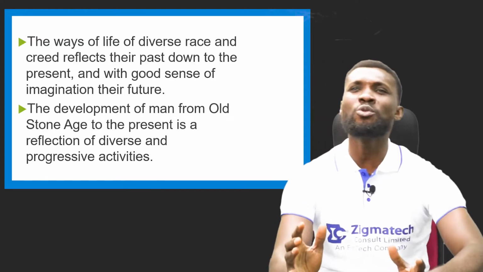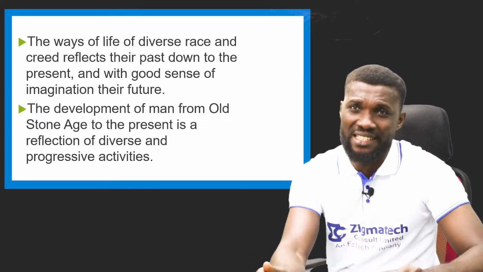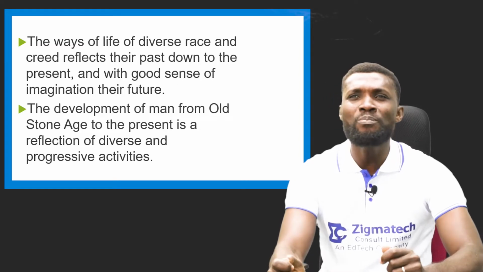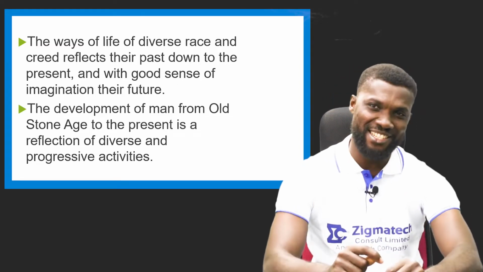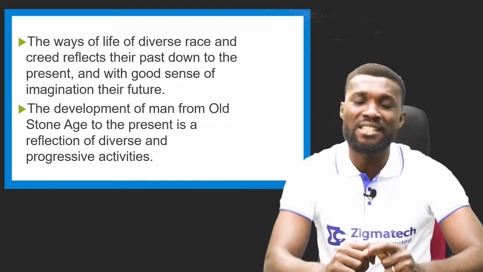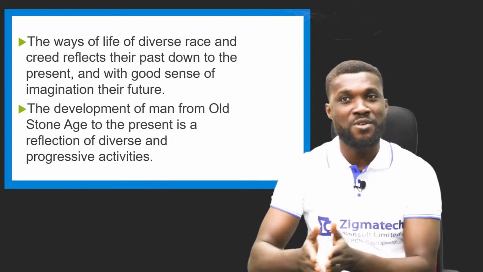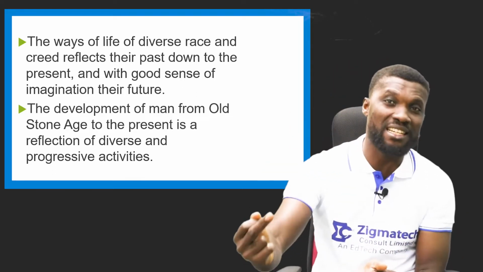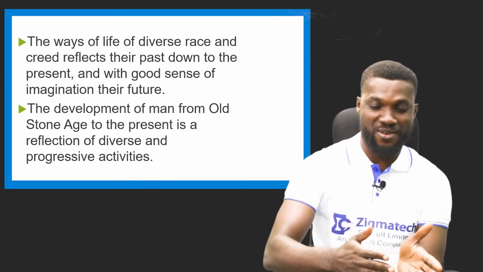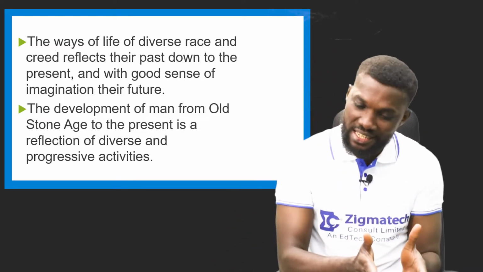Art. Now, the way of life of diverse race, creed reflects their past down to their present, and with good sense of imagination, their future. Now, the development of man from old stone age to the present is a reflection of diverse and progressive activities. You see exactly what I'm just trying to explain to you, that from the origin of man, down from the old stone age to their present, art helps us to evolve from one stage to the other.